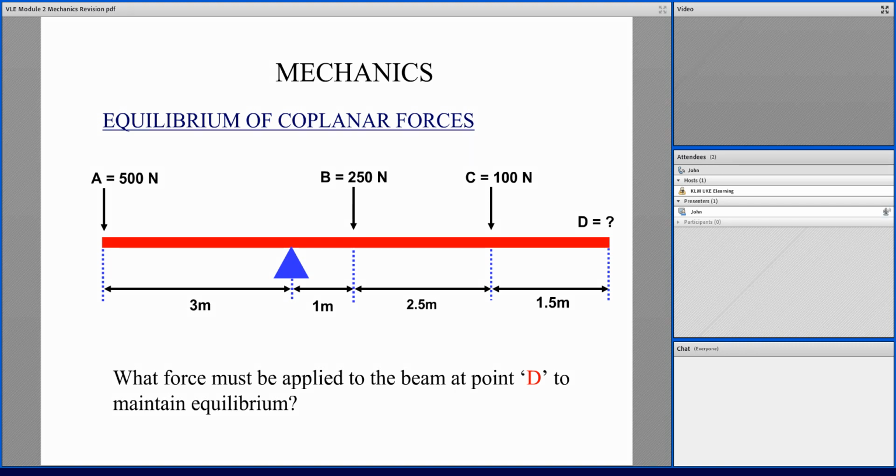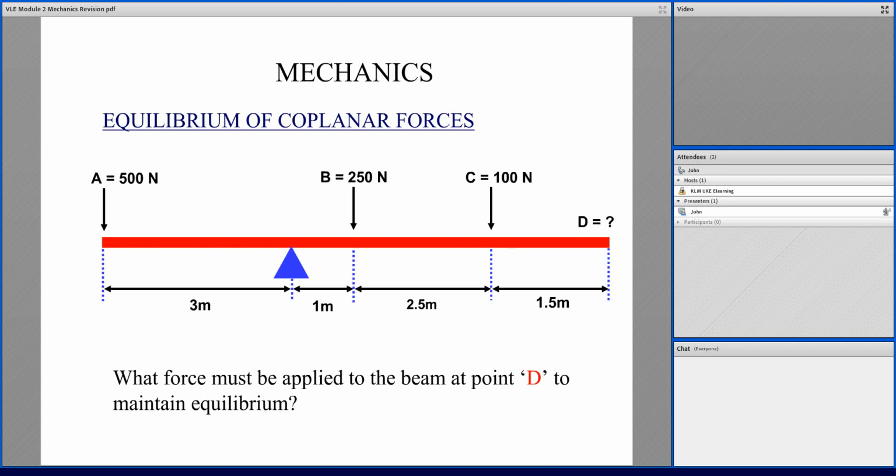So how do we go about solving it? We want to look at the arrows and in what direction they are acting. We then need to look at the magnitude of the forces, and multiply those magnitudes by the distance they are from the center of the fulcrum. In this case, we have a force A of 500 newtons acting perpendicular at a distance of 3 meters to the fulcrum, acting in an anti-clockwise direction. We've got force B, 250 newtons at 1 meter from the fulcrum, acting in a clockwise direction. We've also got force C, which is 100 newtons, acting at 2.5 plus 1 meter, so that's 3.5 meters from the center of the fulcrum.